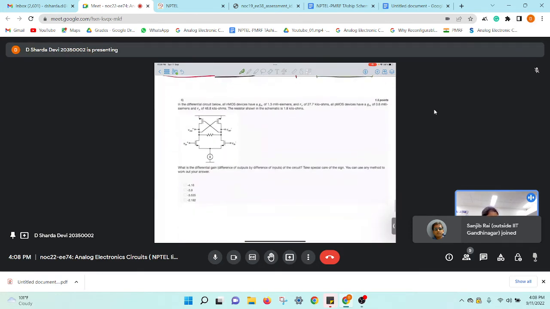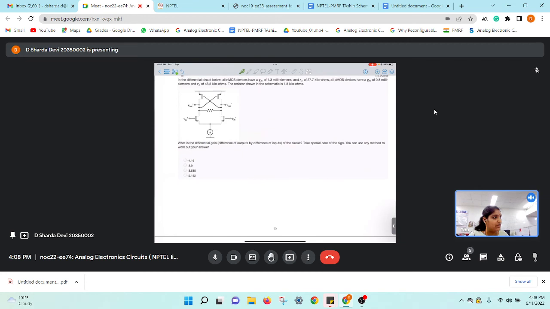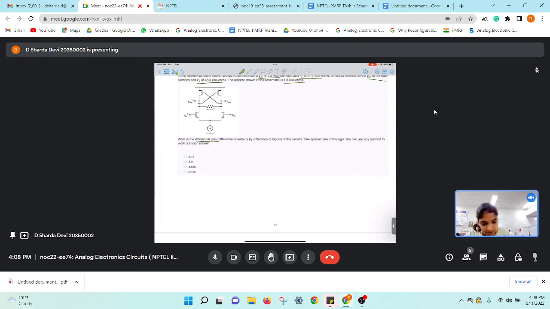So this is another type of question that I found. This is also something very interesting. Since we have very less time, I'll quickly go through. In this particular question, fundamental parameters gm and r0 have been given for both your NMOS and PMOSes, and this extra resistor R has been given as 1.8 kilo ohms. You have to find the differential gain.